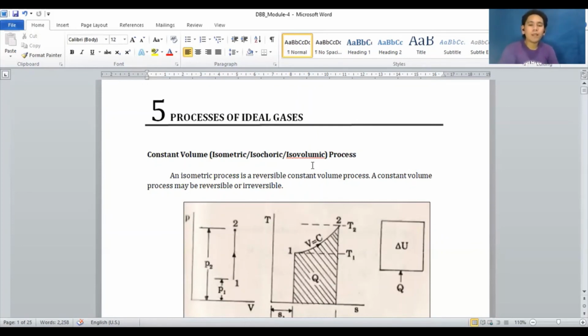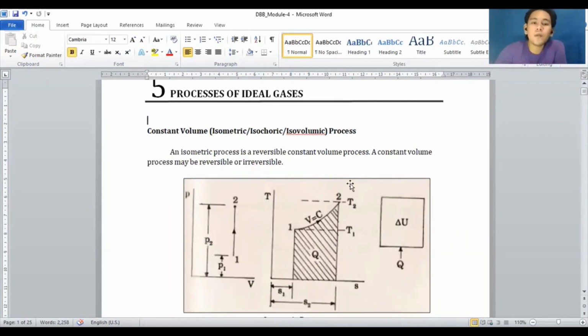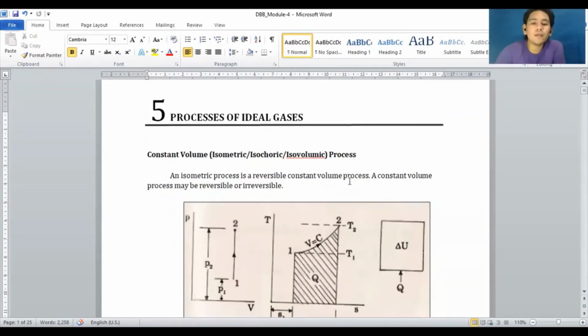So the challenge of the problem is to memorize the formulas, and the rest is history. It's very easy. All you have to do is substitute into your equation. So I hope you will find it very helpful for you to understand the process of ideal gas.